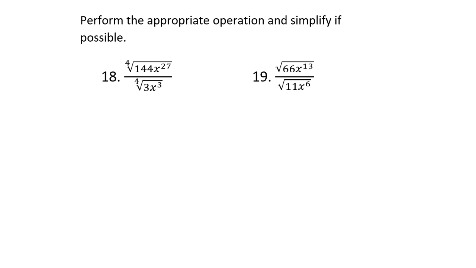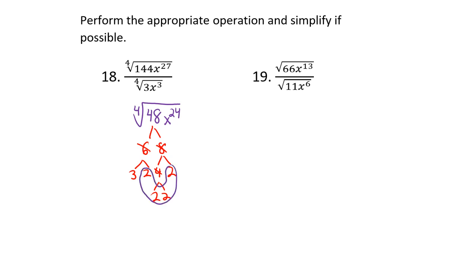All right, so this time we're going to divide and then simplify. So 144 divided by 3 is 48. Don't forget your index. 27 minus 3 is x to the 24th. We're going to go ahead and simplify 48. 6 times 8, 4 times 2, 2 times 2, 2 times 3. All right, we are looking for 4 of the same number. We have 1, 2, 3, 4 2's. So I'll write a 2 outside the radical. Don't forget to write your index. We have a 3 that didn't get circled, goes inside. And then I have x to the 24.